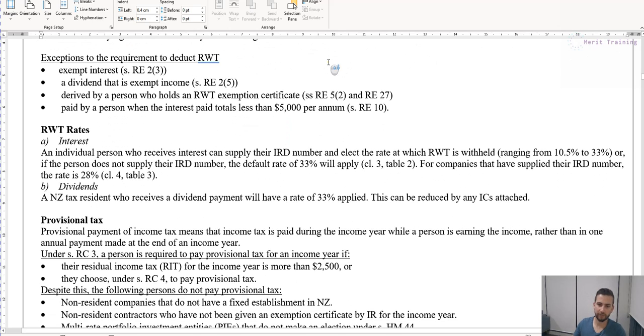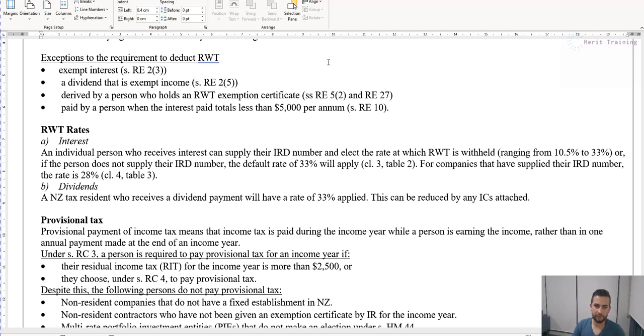So how much does the government actually withhold for passive income, whether it's interest or dividends? Well, it depends. For an individual, it depends if they've supplied their IRD number, in which case they can elect the rate, which is, this is for interest by the way, between 10.5% and 33%, and this is basically dependent on how much tax they're expected to pay at the end of the year. But if they don't supply their IRD number, the default rate of 33% will apply, which you'll notice is the highest marginal tax rate for an individual. Now, if you're a company that has supplied their IRD number, the rate is 28%, which makes sense because it's a flat rate, no change. So it's just the highest rate as well.